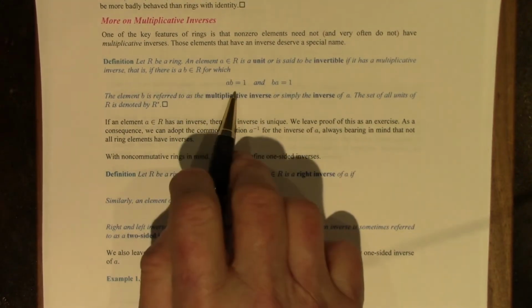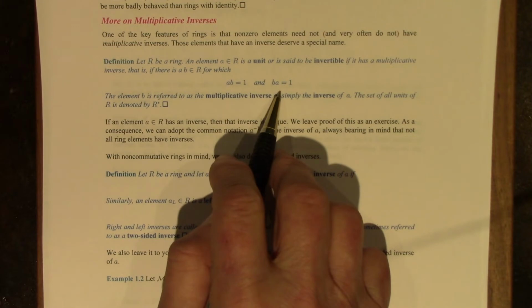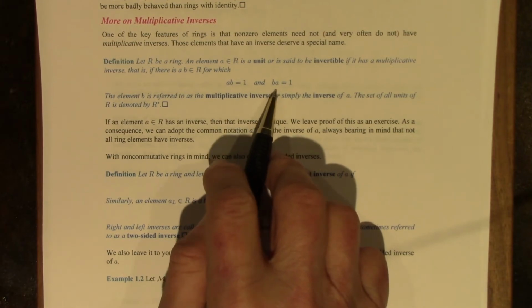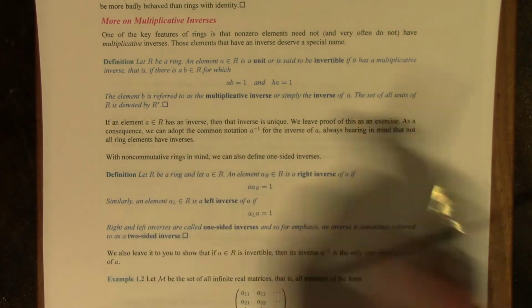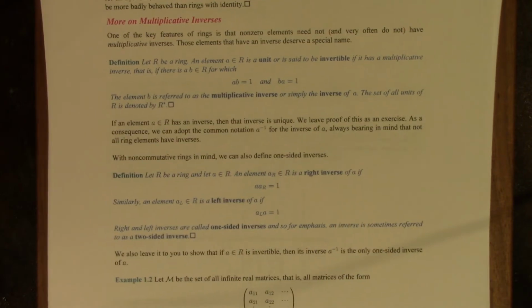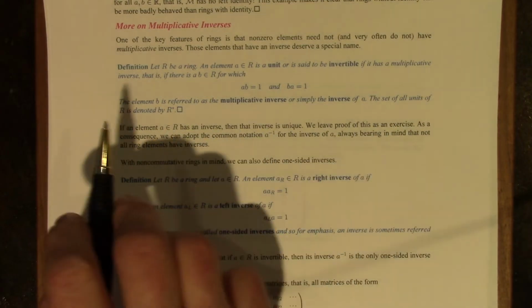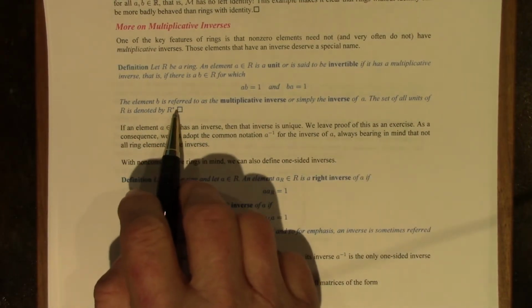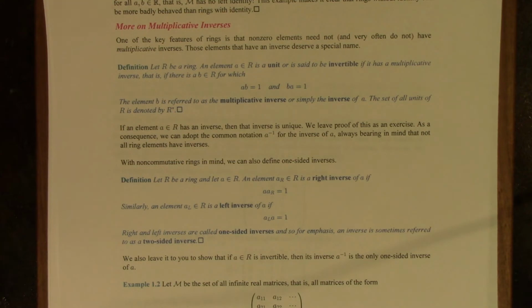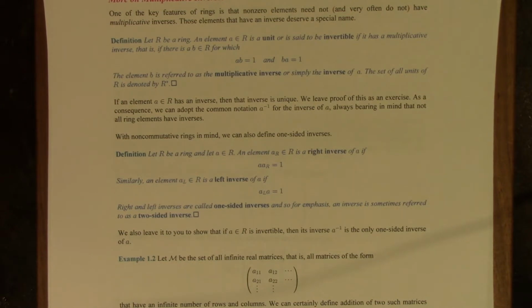And that would be an element B for which AB equals 1 and BA equals 1. We need both of these because we didn't say this is a commutative ring. B is referred to as the multiplicative inverse, or simply the inverse of A. And the set of all units, all invertible elements of R, is denoted by R star. If an element has an inverse, that inverse will be unique. I'll leave that for you to prove.